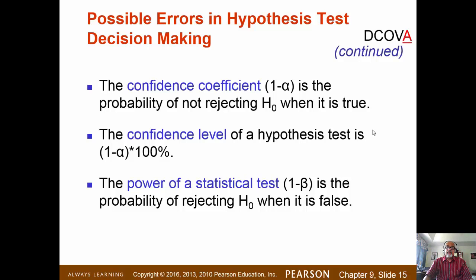Now beta is the probability of type 2 error. So 1 minus beta is the probability of not committing type 2 error. And that is called the power of the test, your ability to detect H0 is false and correctly conclude that H0 is false. So that's called the power of the test.